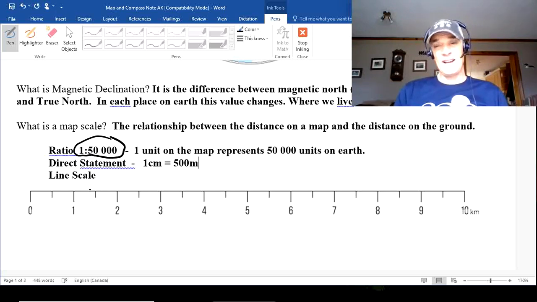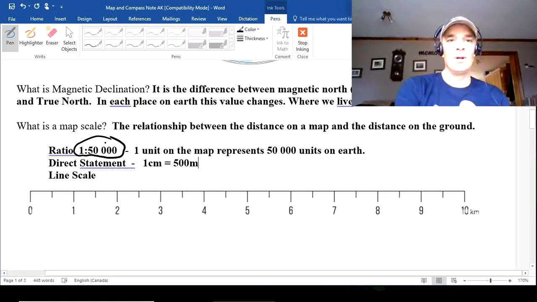So I find it's quite useful. The direct statement and the line scale are my 2 favorites, although ironically many of the wilderness tripping ones come with just a ratio on them, 1 to 50,000. But of course, I understand what that really means, so I'm okay with it, right?